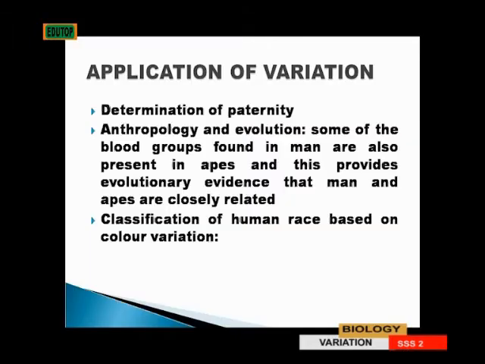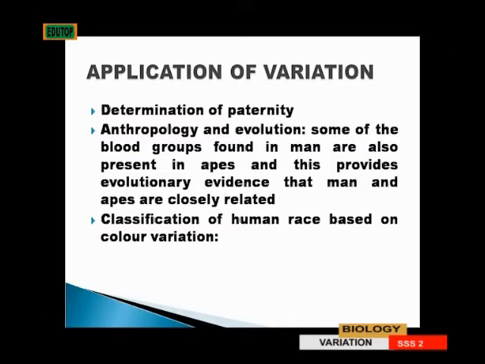Then another application is in anthropology and evolution. Some blood groups that are found in man are also found in apes, such as monkeys, gorillas, and co. And that is helping to confirm the evidence that man and apes are closely related. Then another application of variation is that it helps in classification of human race based on their color variation.